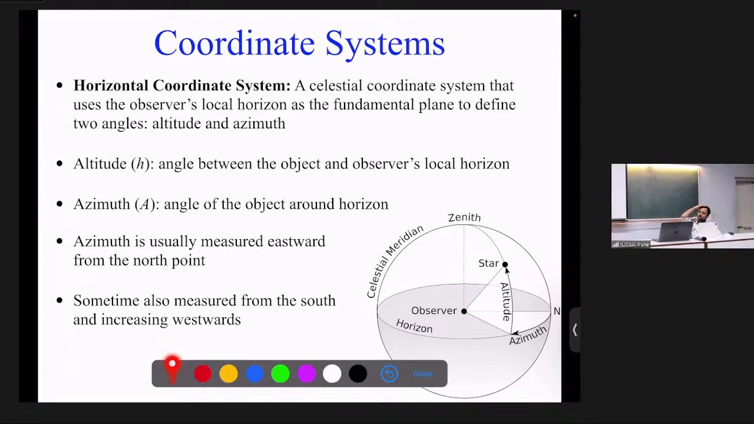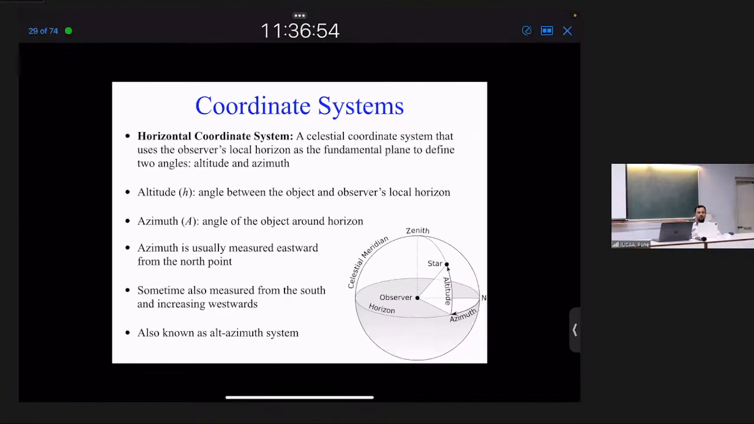Now, moving ahead with the horizontal coordinate system, all these things have practical implications. Briefly, I will touch on those things also. Okay, and this horizontal coordinate system is also called the alt-azimuth system. So you have heard about the alt-azimuth mounting of telescopes. Where did you hear it?